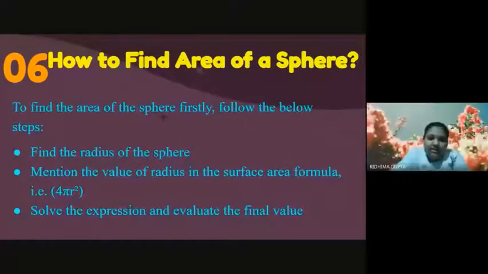How to find area of a sphere? To find the area of the sphere, firstly follow the below steps. Find the radius of the sphere. Mention the value of radius in the surface area formula, that is 4 pi r square. Solve the expression and evaluate the final value.